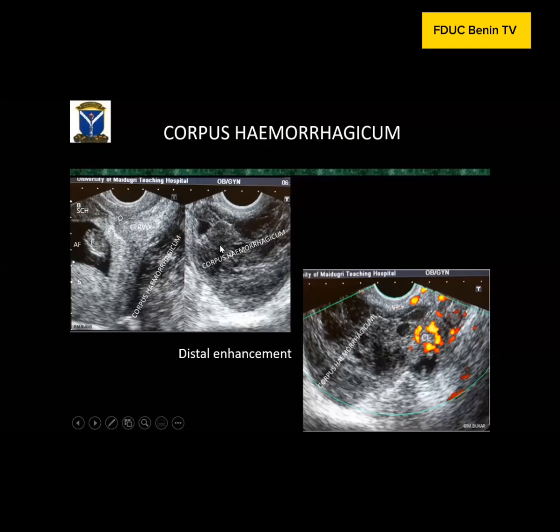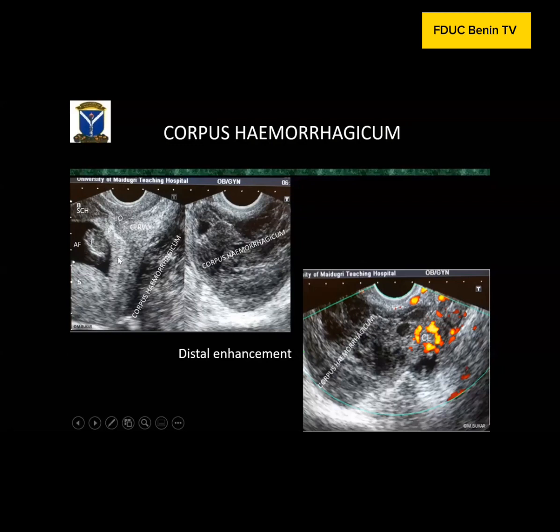This is where color flow can be quite helpful if you are in doubt. When we apply color here, you can see the corpus luteum here is solid, with a ring of fire. You can see that there is no blood flow here at all. Why? Because this is blood clot, and blood clot will not take up color. The color score will be 1. We managed this patient conservatively, and she continued with her pregnancy and had a successful vaginal delivery.